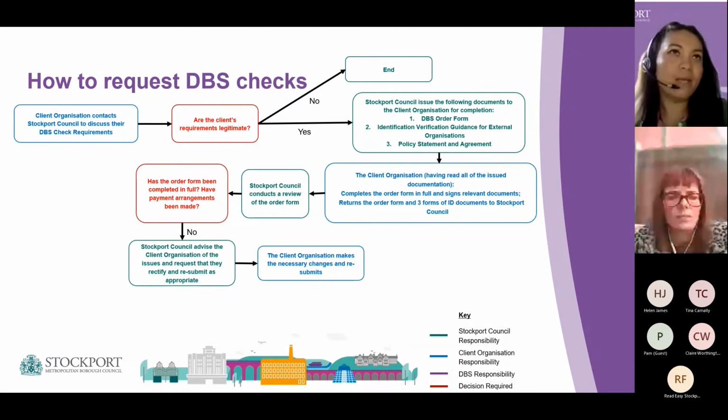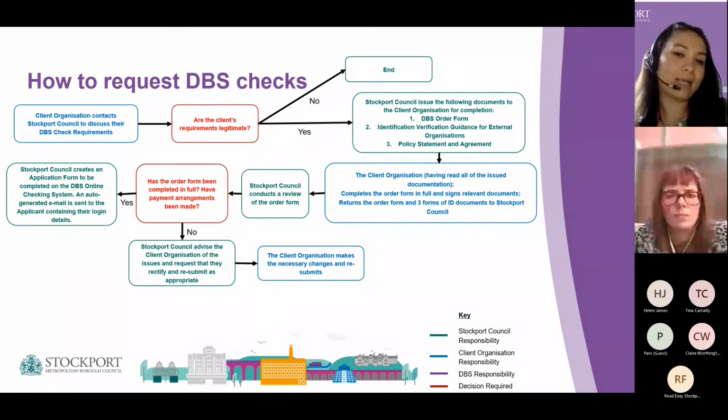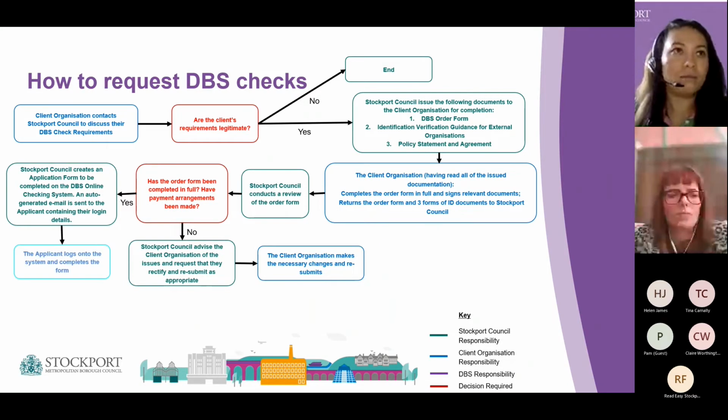Once we've received payment, we will then create an application form for the applicant. We will send an email to the applicant, who will receive some login details and a link to our system. They'll just have to click on the link and put in those login details, and an application form will be there for them to complete. It should take around 10-15 minutes. It will just ask for their name, their address, any changes in their name or address, date of birth, place of birth, things like that.